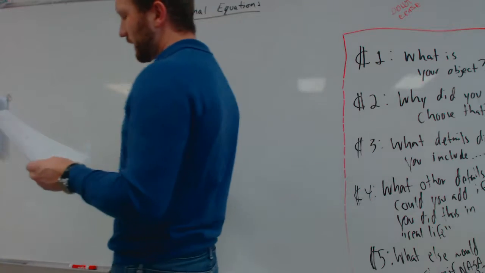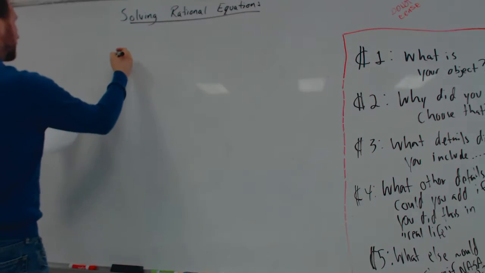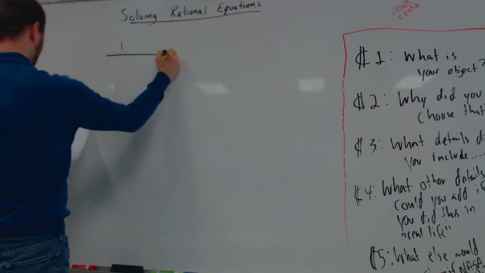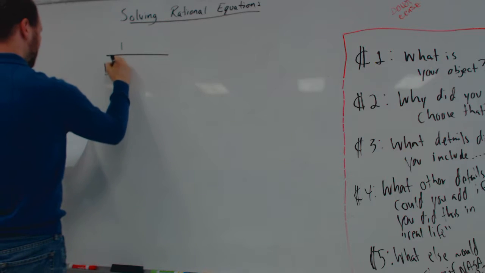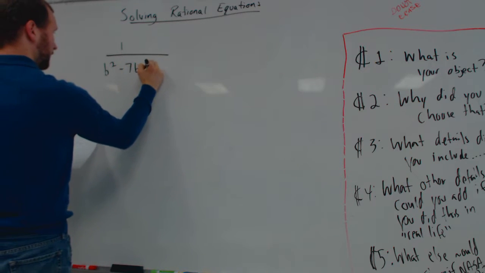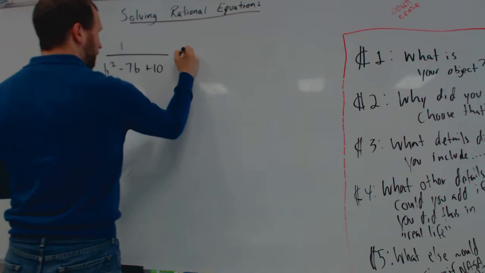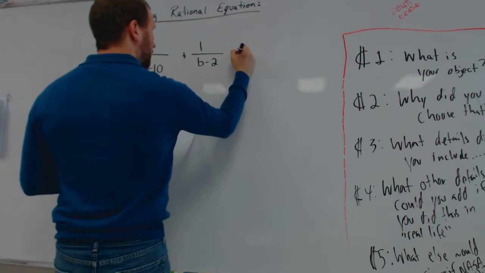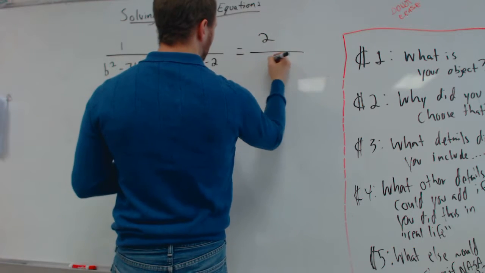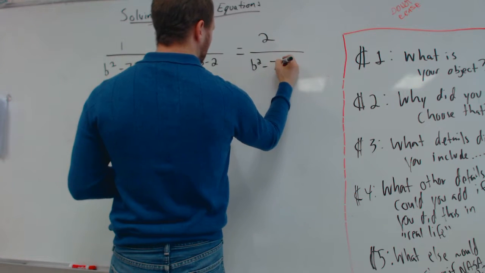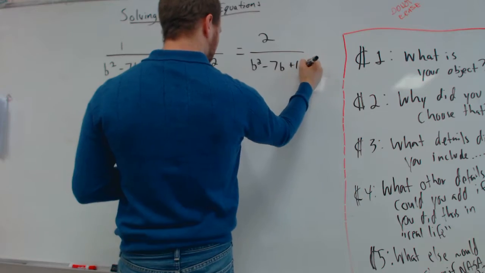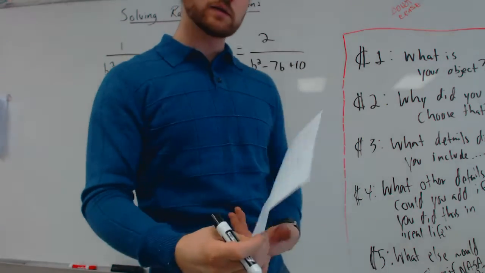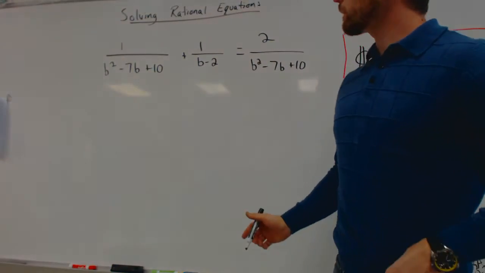All right, let's do number 11 on your homework. This one's a little bit more complicated. 1 over b squared minus 7b plus 10 plus 1 over b minus 2 equals 2 over b squared minus 7b plus 10. So you could just multiply by the b squared minus 7b plus 10 factor.